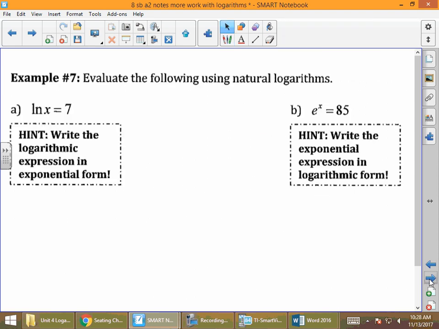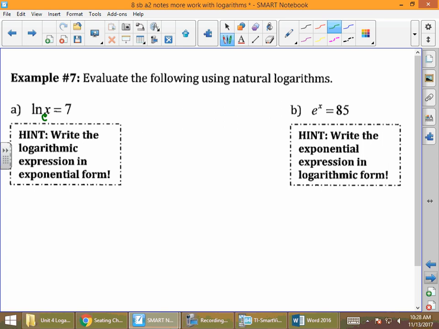Just a few more practice problems here to finish. We want to evaluate the following using natural logarithms. And on problem A, we can't type this into the calculator yet because we have the natural log of x. If we had the natural log of a number, we could type it in, but we don't have that. So what we have to do is use our hint here, and it says write the logarithmic expression in exponential form.